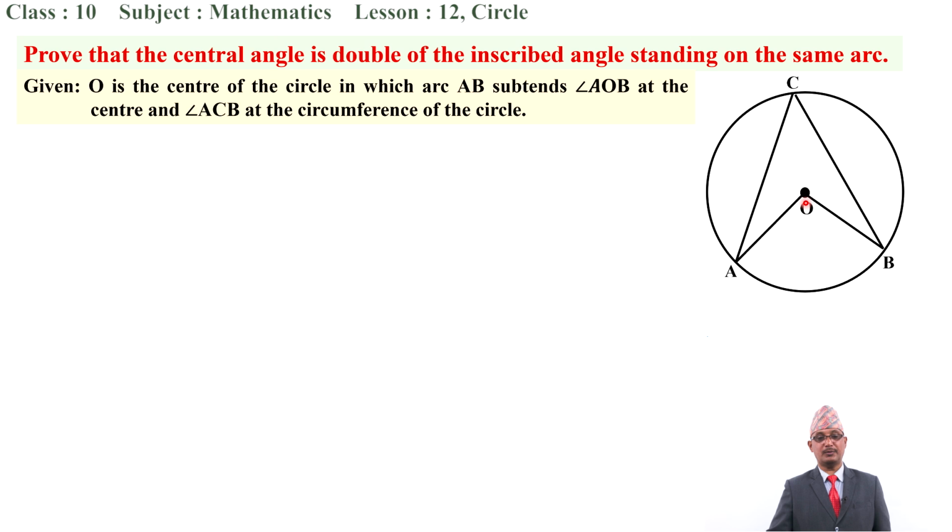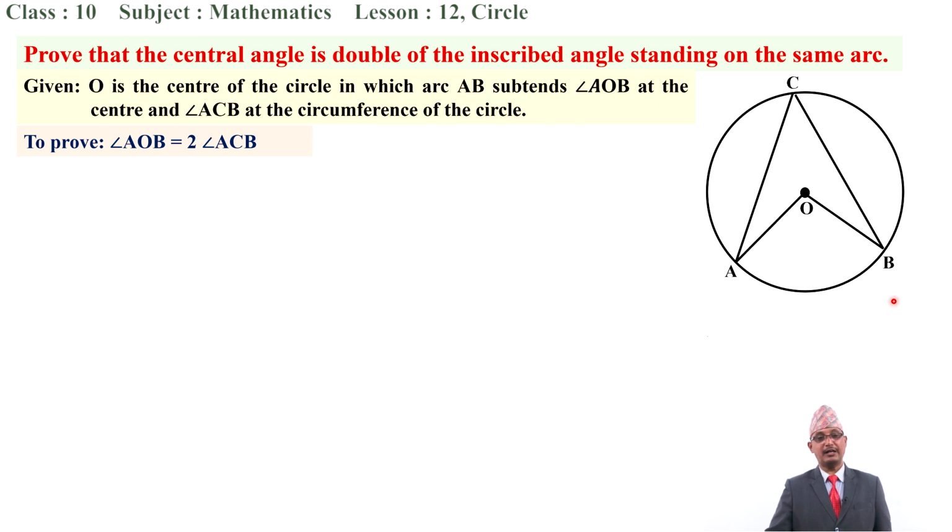O is the center of the circle in which arc AB subtends, that is, makes angle AOB at the center and angle ACB at the circumference of the circle. Now what we have to prove: the central angle is double, meaning 2 times the inscribed angle. So the central angle AOB equals 2 times angle ACB.